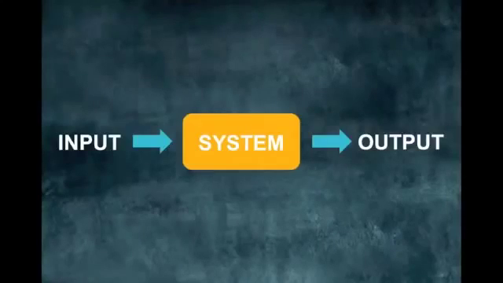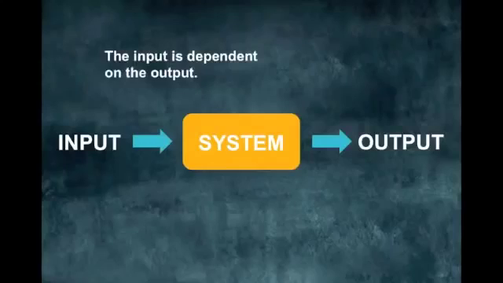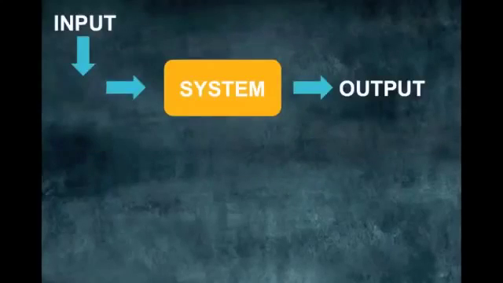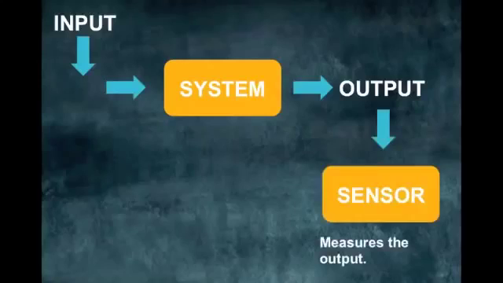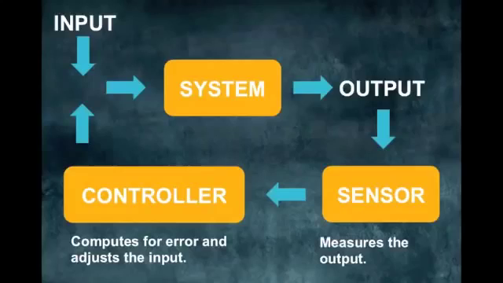Now, in contrast to the open loop system is the closed loop system. Closed loop systems are a little bit more complex, and they operate by having their input dependent on their output. The diagram shown earlier can be modified to show you exactly how closed loop systems operate. The output is not just left alone. It's connected to a sensor which measures the output. The sensor is then connected to a controller.